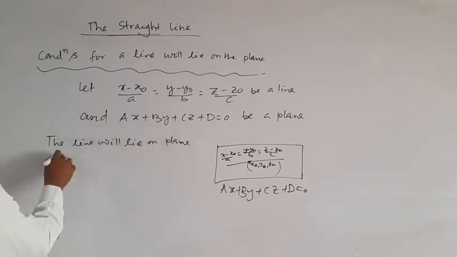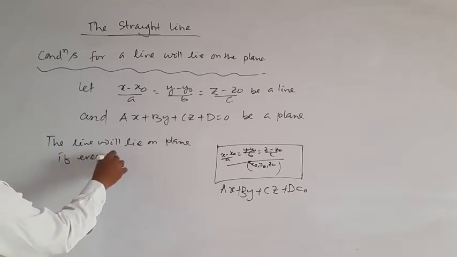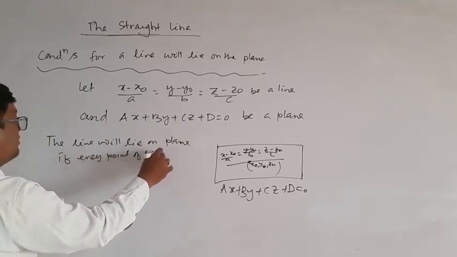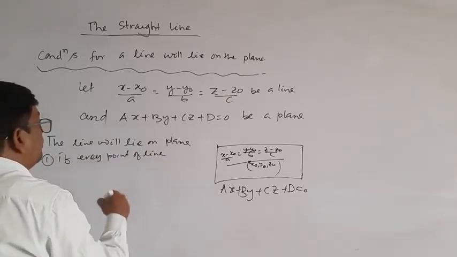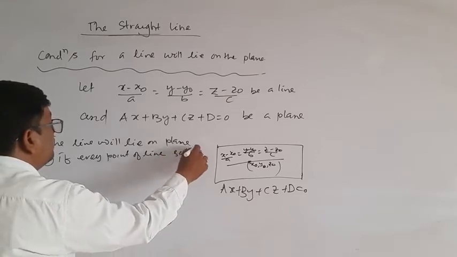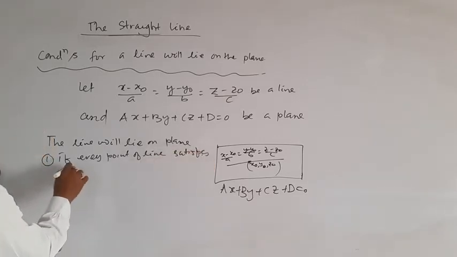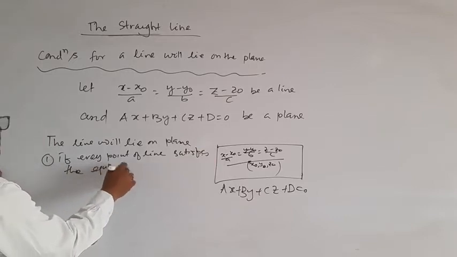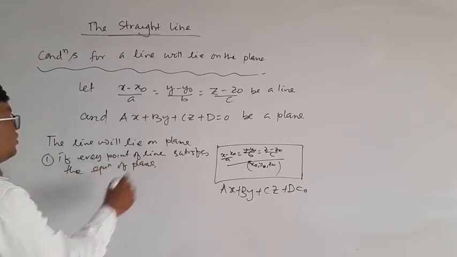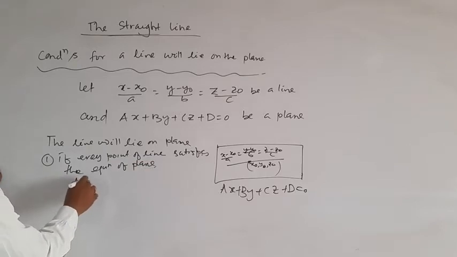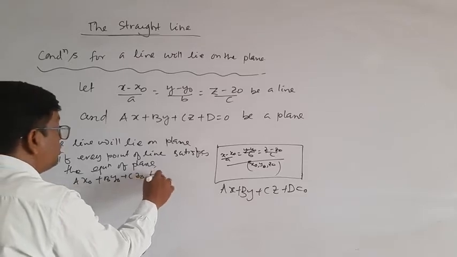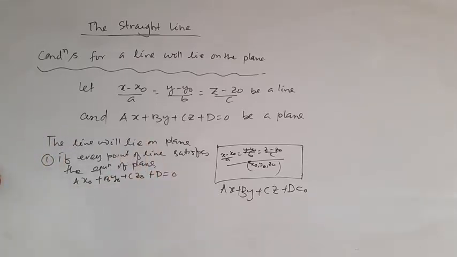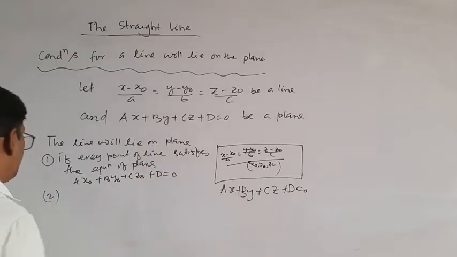if every point of the line satisfies the equation of the plane. Here one point is known, so that is A into x0 plus B into y0 plus C into z0 plus D is equal to 0. First condition. And the second one is the line is perpendicular to the normal of the plane.